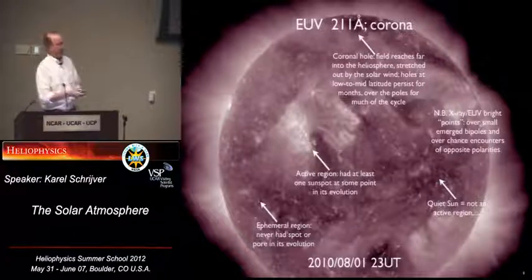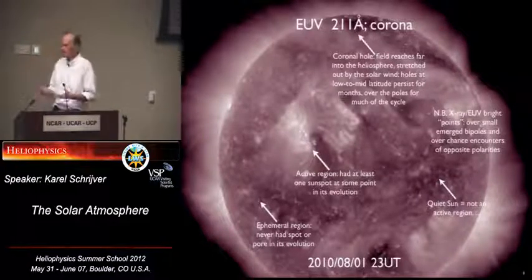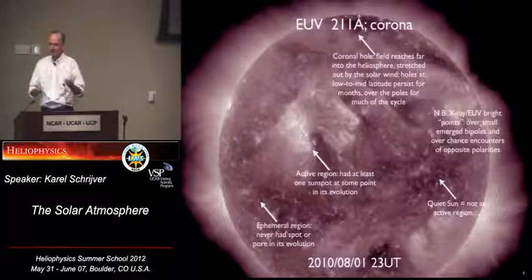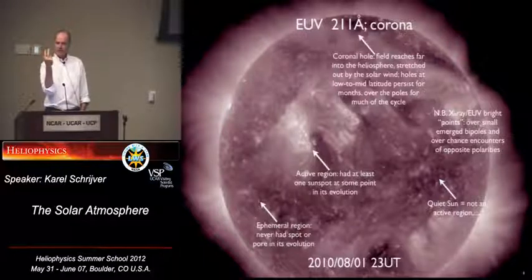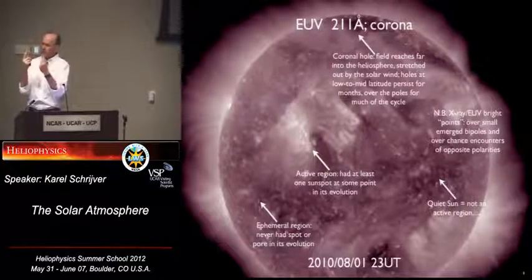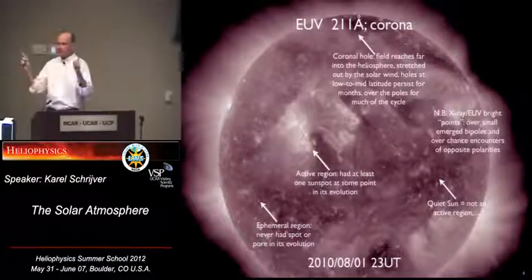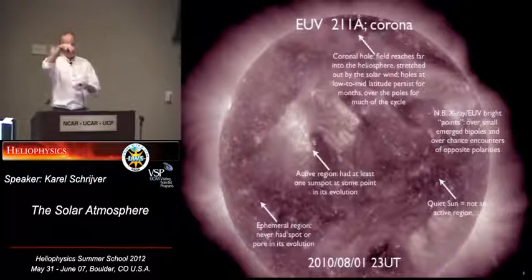So there's a general definition of things that are called X-ray bright points or EUV bright points, depending on whether you're looking at them in X-rays or EUV. What they need is two polarities underneath them, so you can create a loop system above them. But they either came up together, in which case you call them an ephemeral region, or they collided, in which case we don't have a differentiating term for them. They're just called a bright point.